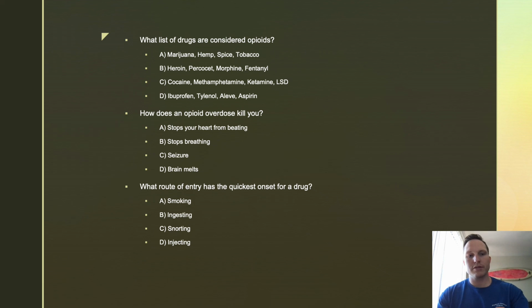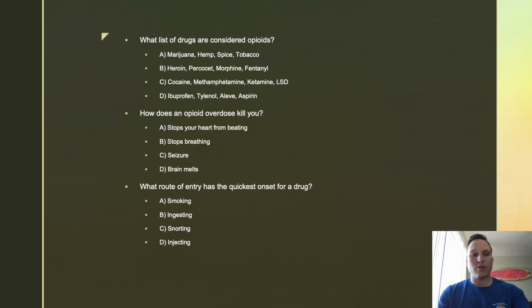The next question, how does an opioid overdose kill you? A, stops your heart from beating. B, stops you from breathing. C, causes a seizure. Or D, melts your brain. And the answer is B, stops your breathing, because remember, it creates respiratory depression, so you breathe less and less until you're not breathing at all.